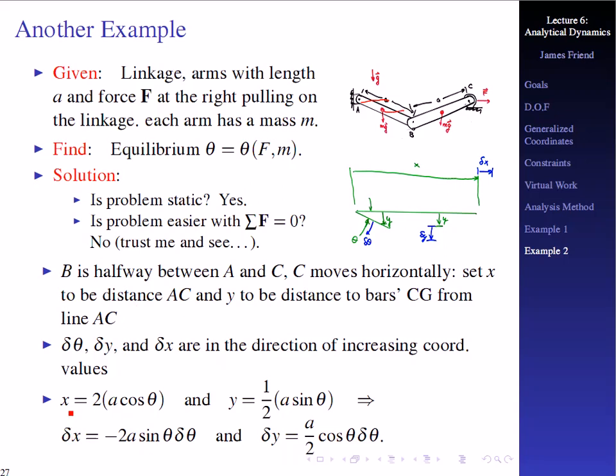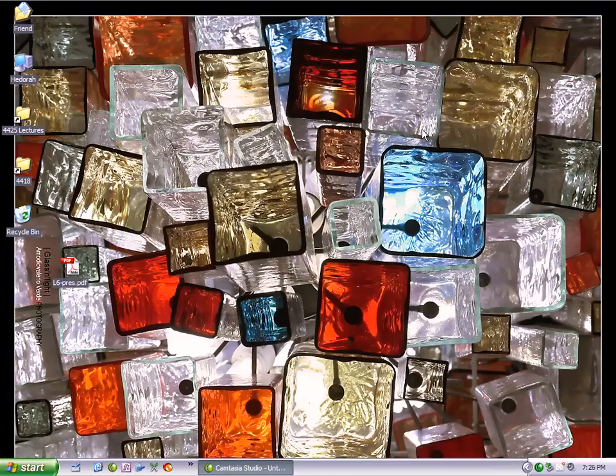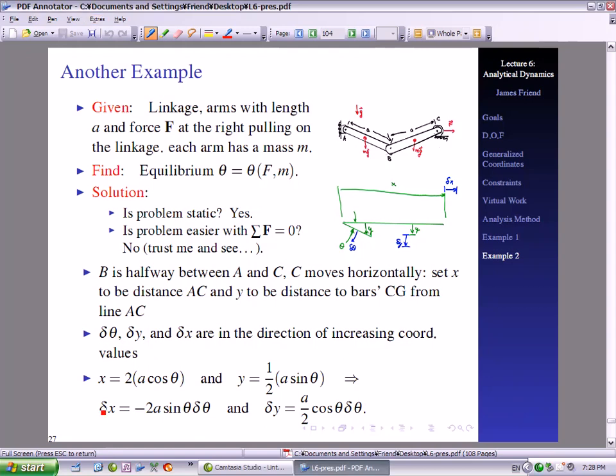And so then if we take the derivative of these using the delta function here, delta x is equal to minus 2a sine theta delta theta, and delta y is equal to a over 2 cosine theta delta theta. Sorry about that. So then x is equal to 2a cosine theta, y is equal to 1/2 a sine theta. Delta x is the derivative of this, and we end up with the delta theta at the end here. And we have delta theta for our y term as well.